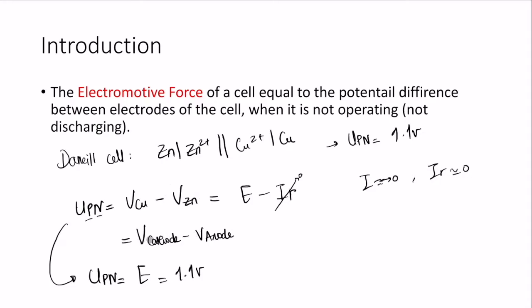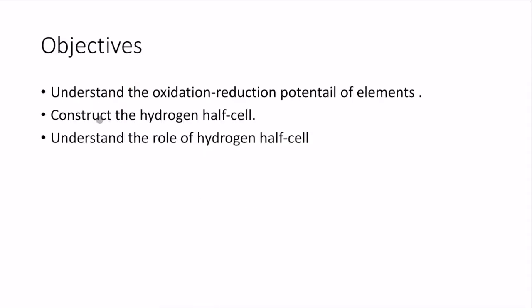The potential difference here. Now we know that the UPN is the potential difference, and the potential difference of the cell is equal to the electromotive force, but we can't really clarify here what potential difference really means. And this is what it really means: V for the cathode minus V for the anode. For this reason, in this video, we will understand the oxidation reduction potential of elements. We will construct the hydrogen half cell, and we will understand the role of the hydrogen half cell.